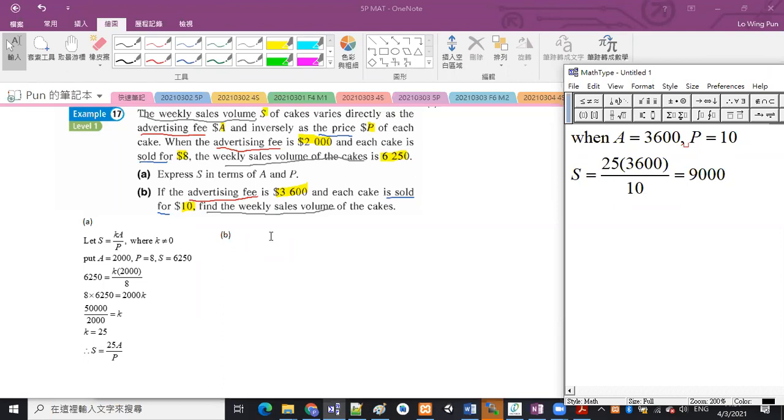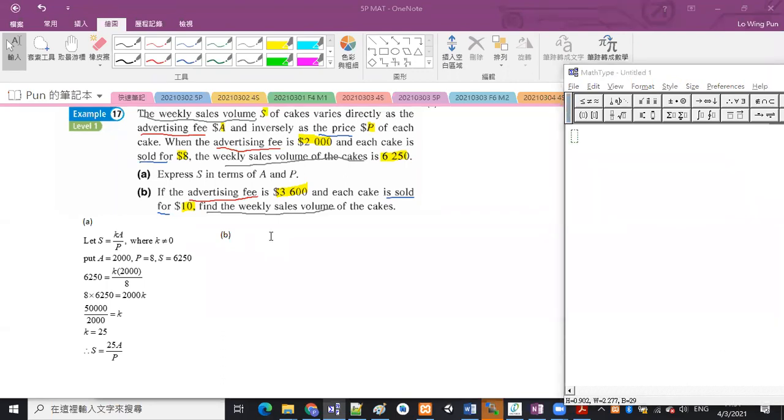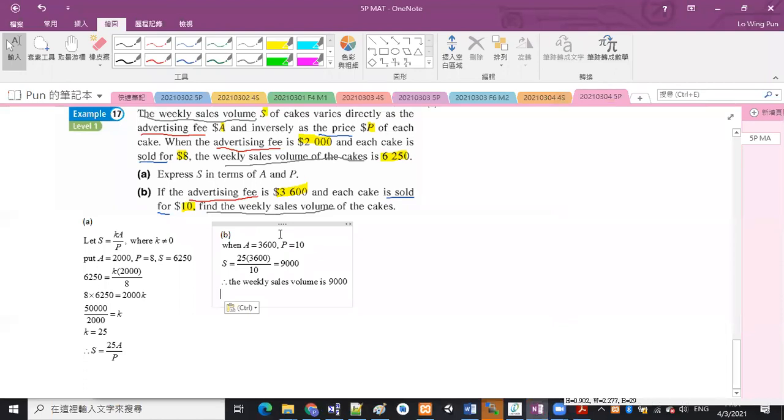Yes. Okay, but don't stop here because the question did not ask you to find the value of S. The question asks you to find the weekly sales volume. Therefore, the weekly sales volume is 9,000. So that is the answer of part B.